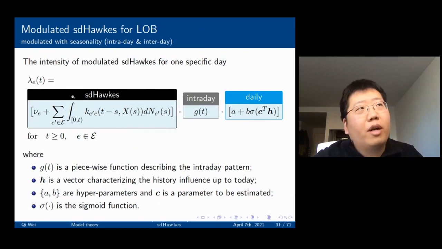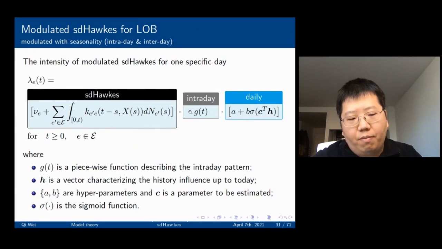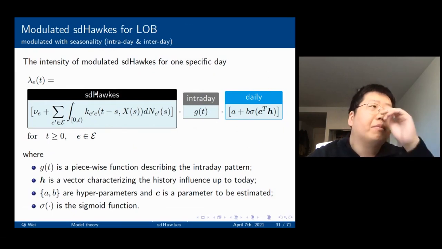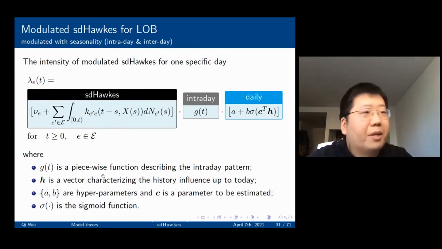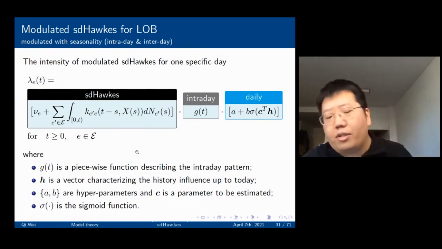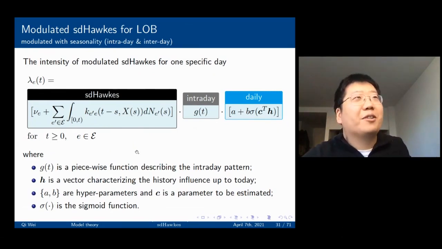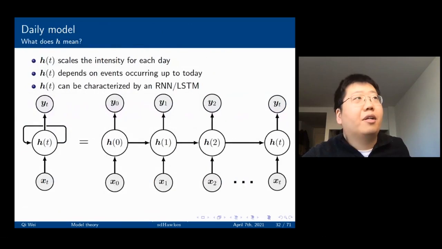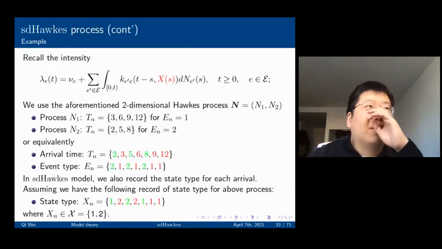You can think this is the high frequency part. This is a medium frequency. This is a low frequency. So this is long term, this is mid term, this is short term. And g(t) we usually use a piecewise function to describe the intraday. I would prefer to skip this part, this is more for the applications. The daily factor we can model with LSTM. Any state space model is applicable here.